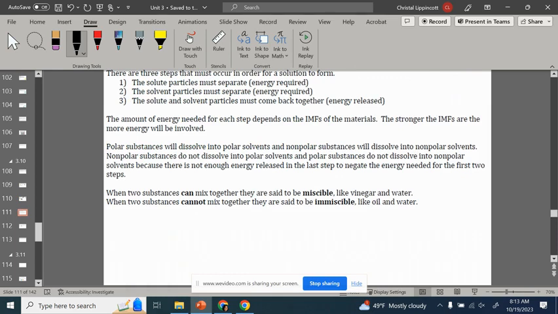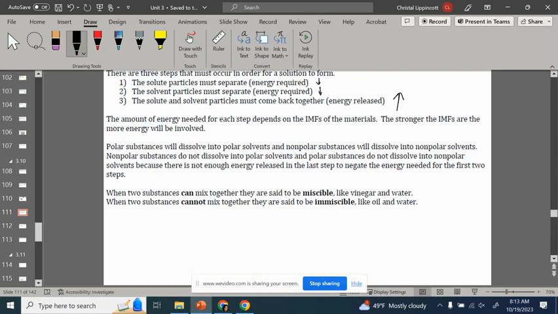Okay, so 3 steps have to occur in order for a solution to form. The solute particles have to separate. That requires energy. The solvent particles have to separate. That requires energy. And then when they come back together, they're going to release energy. So if this process here has more energy than these two, these have less than this, then you're going to have an exothermic reaction. Energy is going to be given off to the environment.